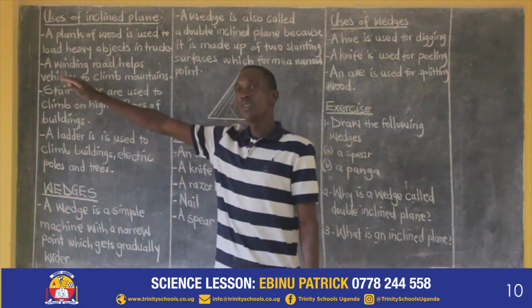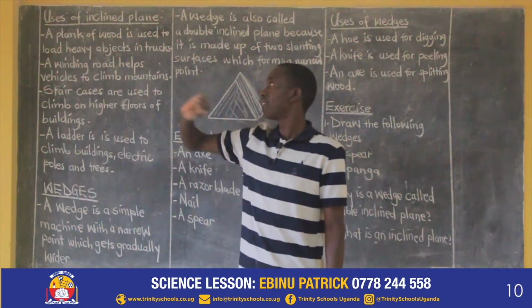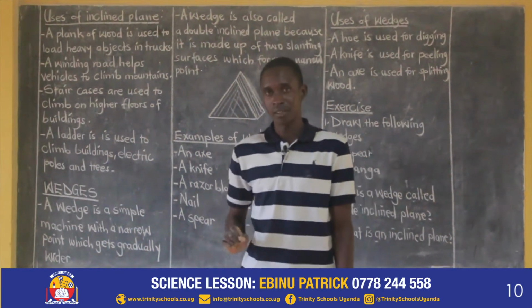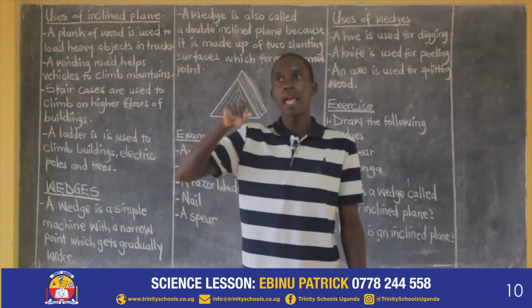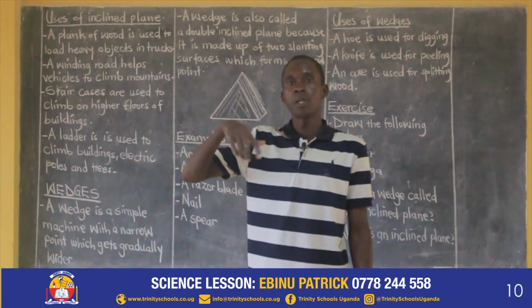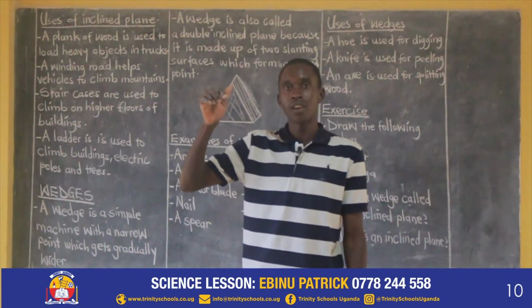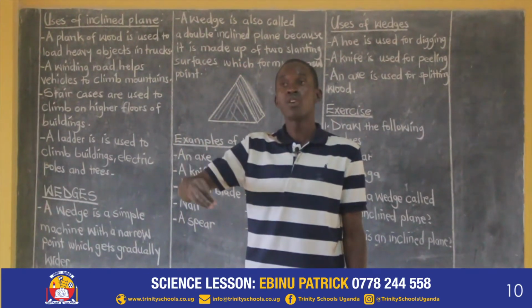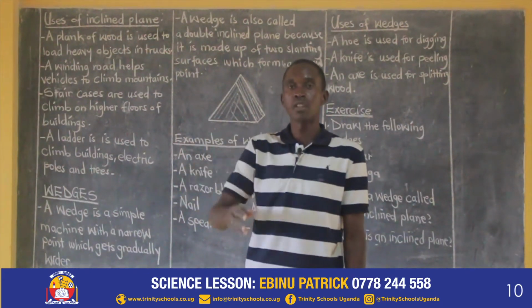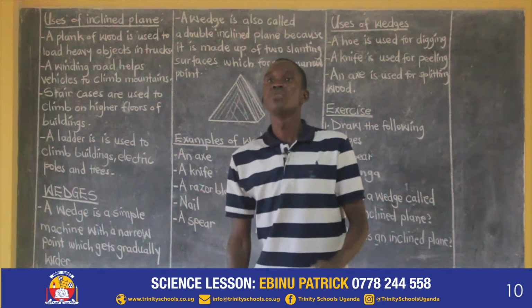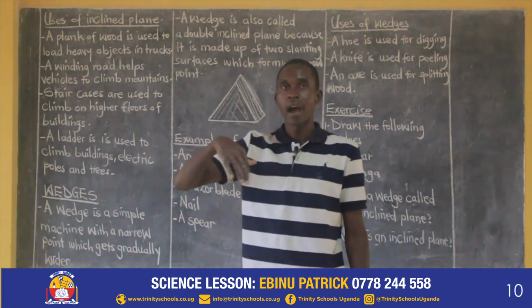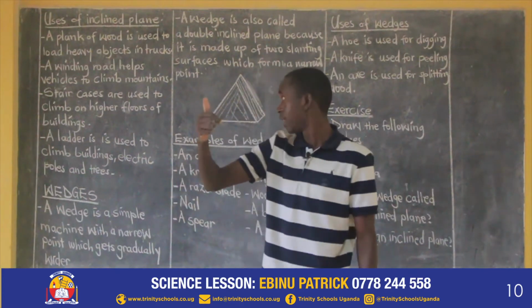The second use of the inclined plane is that a winding road helps vehicles to climb mountains. When vehicles are climbing mountains, most especially in mountainous areas where we find towns on top of the mountain, these vehicles use a winding road because a driver cannot drive straight up into the mountain, but needs a winding road at least to reach there.